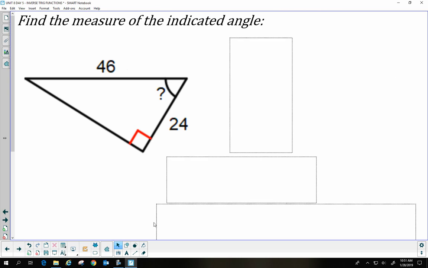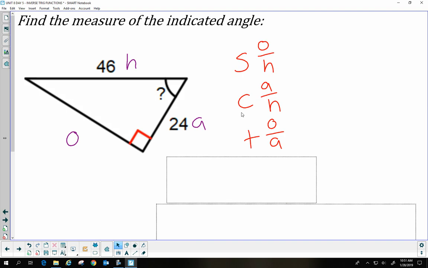So let's try another one. Again, I'm looking for this angle. 46 is my hypotenuse. This side that I don't know the length of is my opposite side because it's across from my angle. And so 24 is adjacent. I'm going to write out my three formulas, basically my three options, which function do I want to use. In this case, I know the adjacent and the hypotenuse side. Adjacent and hypotenuse tells us to use cosine.